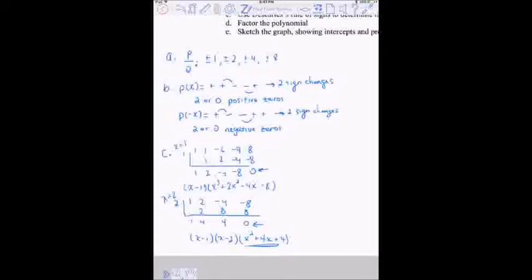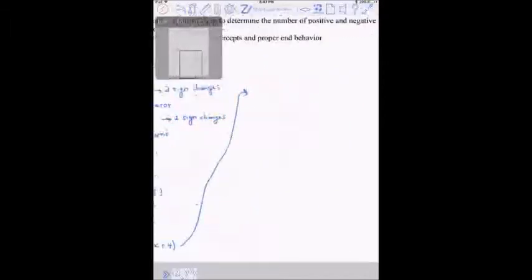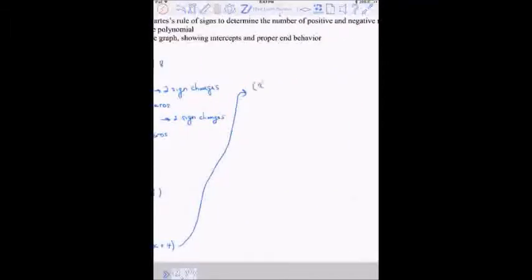This can be factored. Now remember, not every time when you get to a quadratic can you factor it. Sometimes you have to use the quadratic formula. This one can factor though into x plus 2 times x plus 2. So then we have x minus 1, x minus 2, and x plus 2 squared. So there's the complete factorization of the polynomial. Now we've got to graph this for part D.